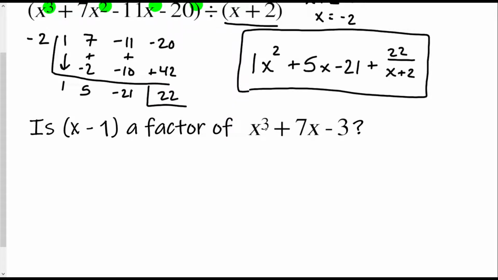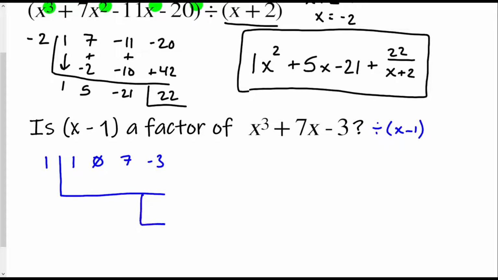So this would really be x cubed plus 7x minus 3, and then I would be dividing that by x minus 1. So using my divisor of x minus 1, I can come up with a synthetic divisor of positive 1. Okay. Then I could take my coefficients. My coefficient for x cubed is 1. My coefficient for x squared is 0. Okay, that's a 0 placeholder. My coefficient for x to the first is 7, and my constant is negative 3. So now I can start doing my synthetic division.